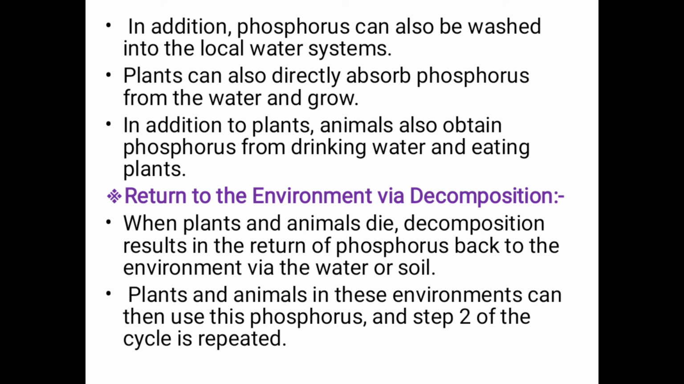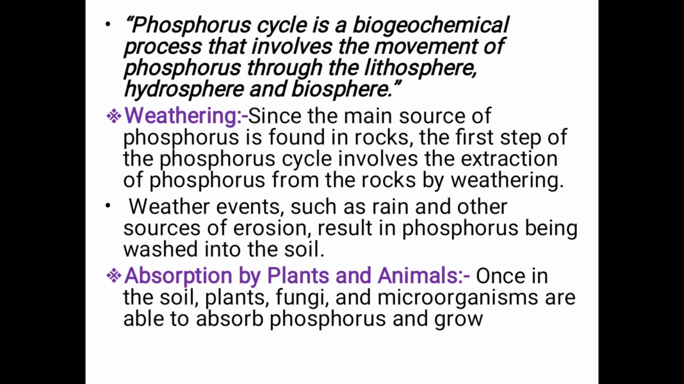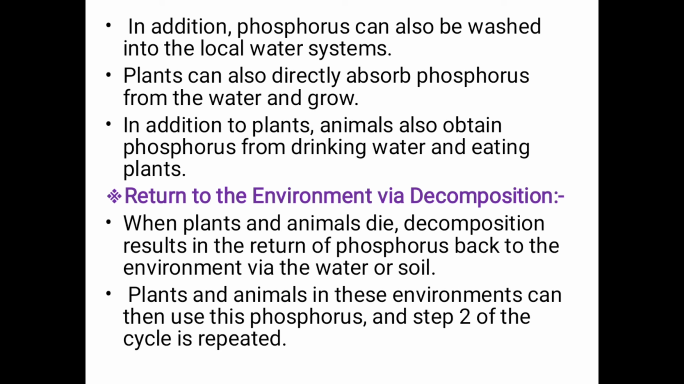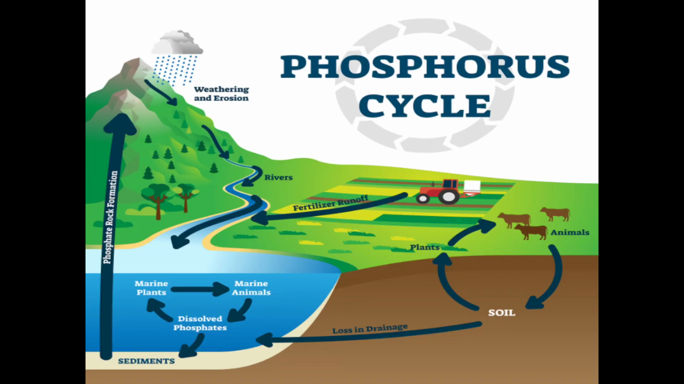So plants contain phosphorus by taking it from the soil or water, and animals have phosphorus by eating plants and drinking water. After the death of these plants and animals, this phosphorus moves directly to the soil, that is decomposition. Then this cycle is repeated, like absorption by plants and animals, then again they start growing, they grow up, and again death of the animals and plants takes place, and again the phosphorus is back in the soil. So this is the phosphorus cycle.